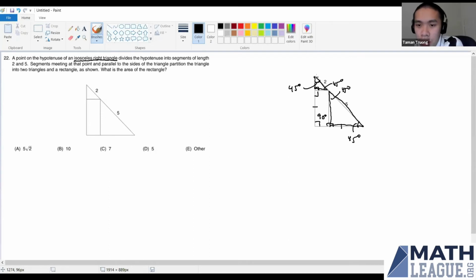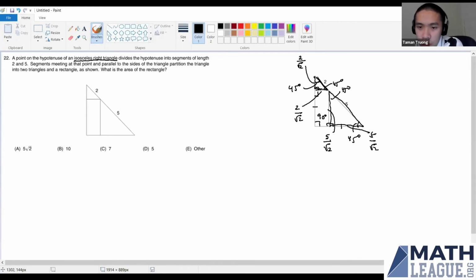And so since the hypotenuse of this smaller right triangle is 2, each of these side lengths is √2/2. This is √2/2. Same thing here. Since the hypotenuse of this bigger right triangle is 5, the sides are 5√2 each.